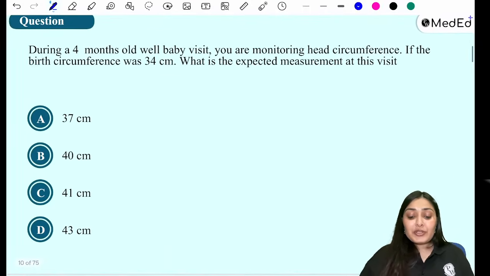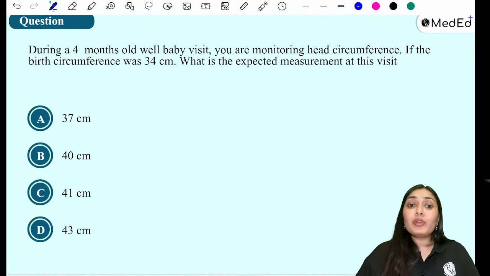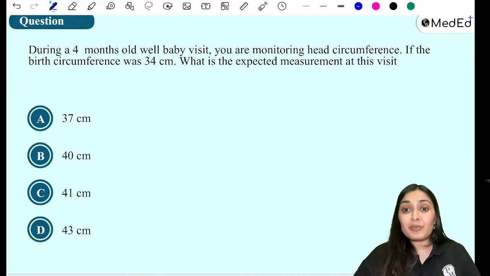Let's move to the next question. During a 4-month-old well baby visit, you are monitoring the head circumference. If the birth circumference was 34, what is the expected measurement at this visit? The options we have are 37 centimeter, 40 centimeter, 41 centimeter, 43 centimeter.